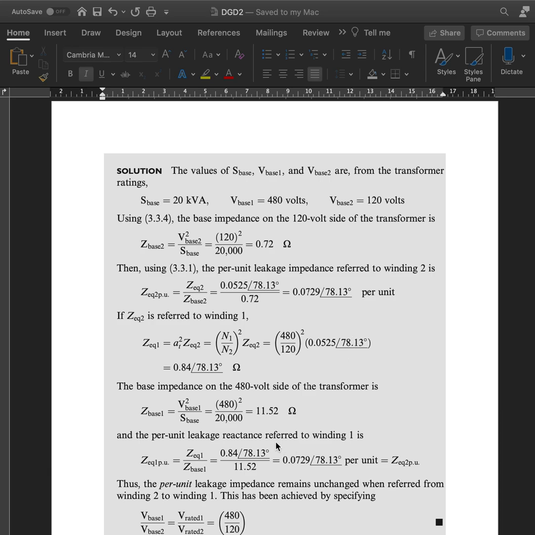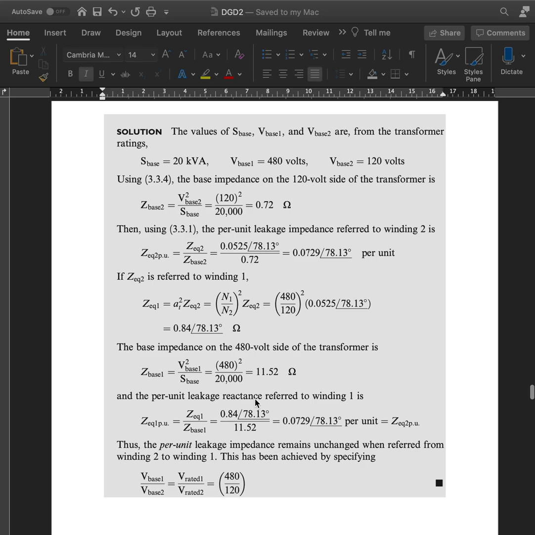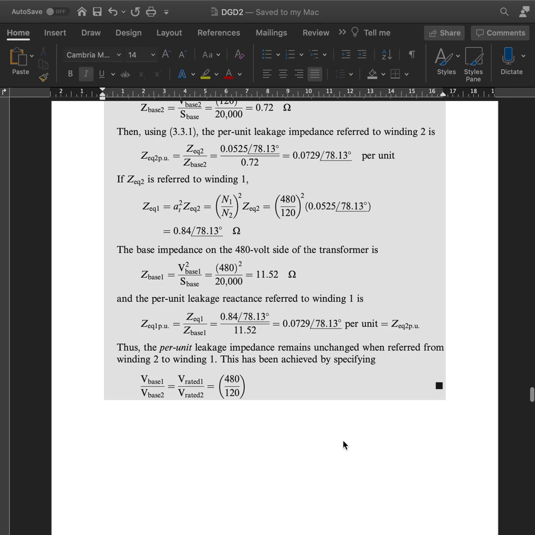This can be achieved by specifying the formula right there. The V base 1 or V base 2 is equal to V rated 1 or V rated 2, which is 480 over 120.